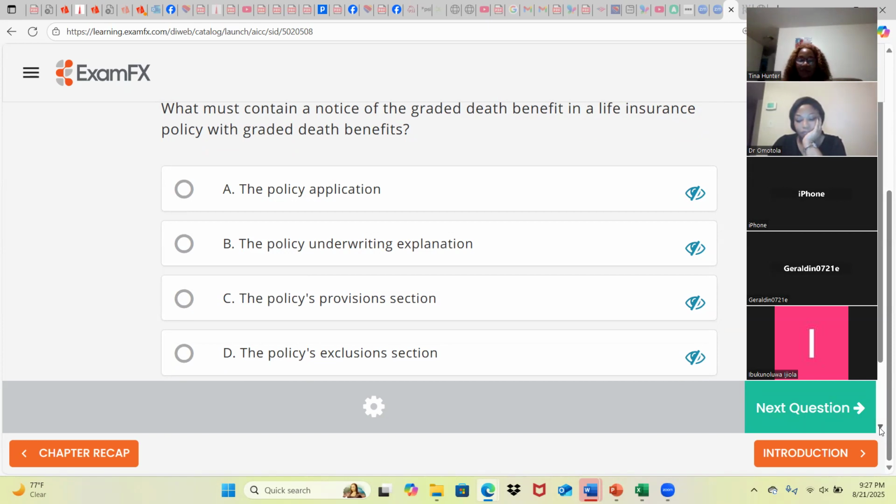Which one do we think is the answer here? I'm thinking B. I don't know. Do we think this will be contained in the policy exclusion section? I'm just trying to eliminate here. Is that a yes or a no? I'll say no. Exclusions will not have anything to do with the graded benefit. So we eliminate D.